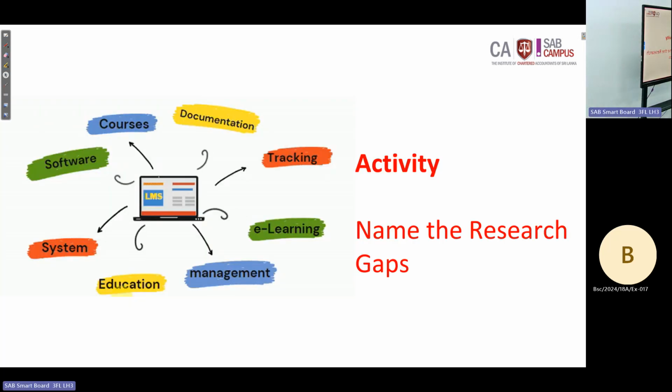Okay. We'll quickly go to the LMS. LMS, various activities for the identification of research gaps. We have changed the LMS. A new appearance is there. The Word document is there, no?